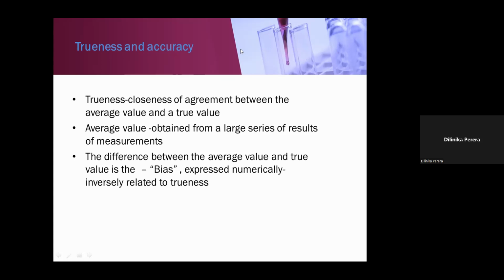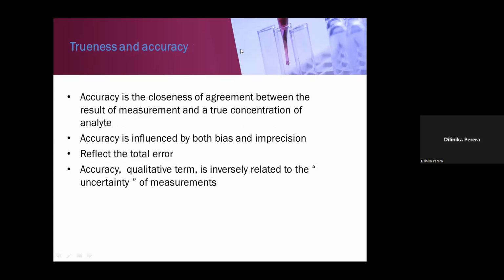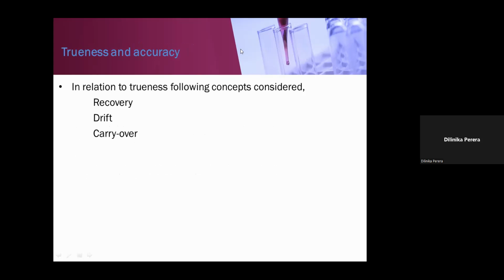Accuracy is the closeness of agreement between the result of a measurement and the true concentration of the analyte. This is usually influenced by both bias and imprecision, and it reflects total error. It is inversely related to the uncertainty of the measurements. When you are talking about trueness, the following concepts are also important: recovery, drift, and carryover.